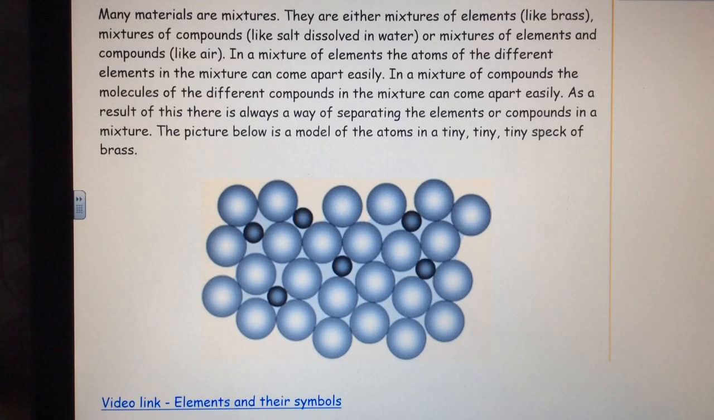In a mixture of elements, the atoms of the different elements in the mixture can come apart easily. In a mixture of compounds, the molecules of the different compounds in the mixture can come apart easily. As a result of this, there is always a way of separating the elements or compounds in a mixture. The picture below is a model of the atoms in a tiny, tiny speck of brass.